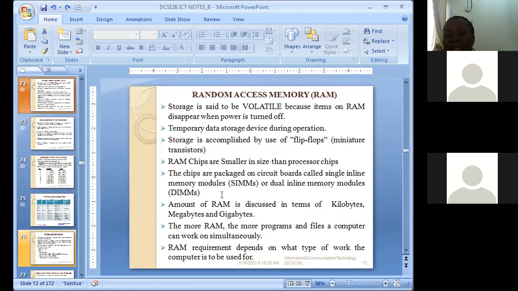So if we understand that, then the point about the temporary data storage device during operation is understood, okay? Now I want to explain volatility. I like to use what happens to human beings to explain the word volatile. When you say something is volatile, it means that thing is not stable. It is very, very unstable.